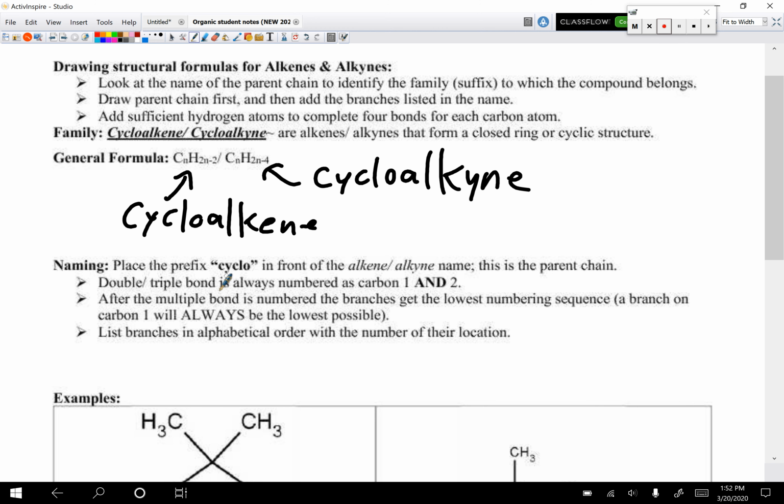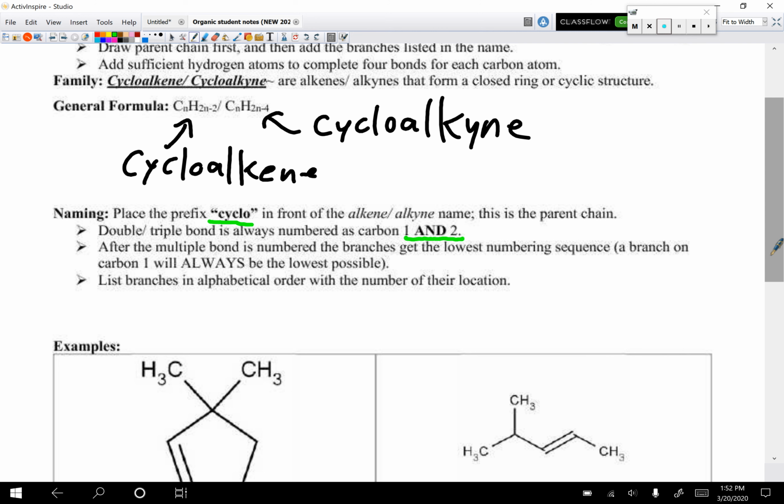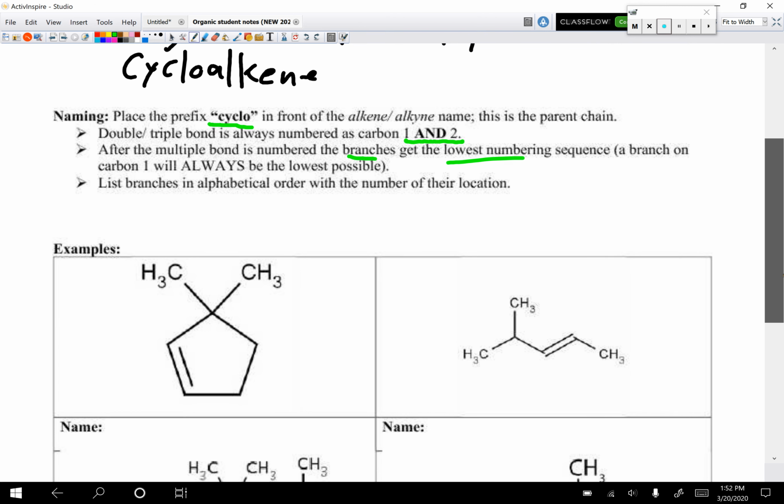Now, as for the naming, just like the cyclic alkanes, we will need to indicate it's cyclic by putting cyclo in front. Now, when we did our cyclic alkanes, carbon 1 started on a branch. But as we learn with these here, the double bond takes priority. Therefore, in our cyclic alkenes and alkynes, carbons 1 and 2 are going to have the double bond in there. All right? And then after the multiple bond is numbered, the branches get the lowest numbers possible. And of course, list the branches in alphabetical order, just like we've done before.